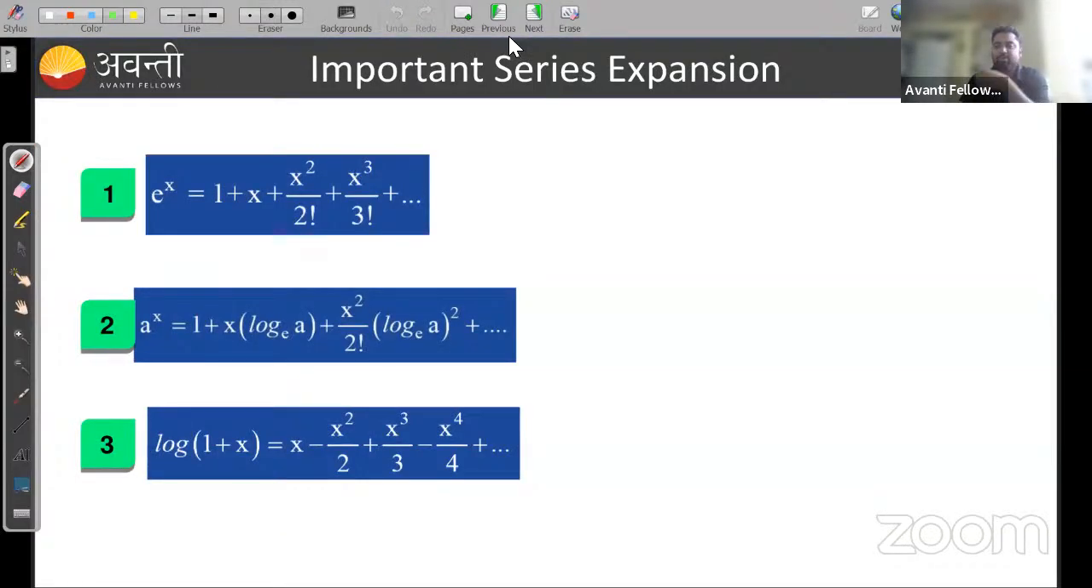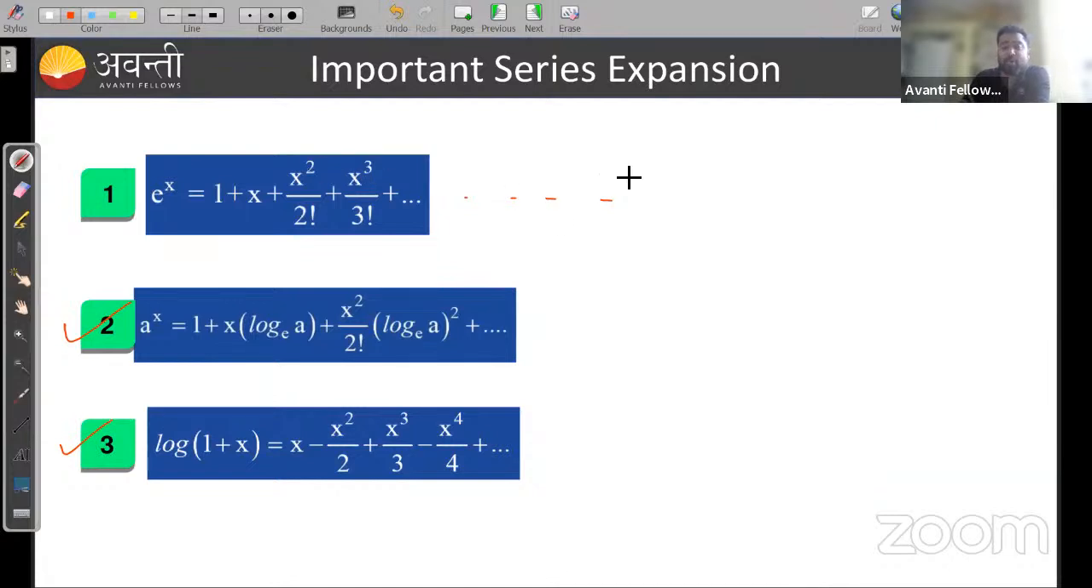There are some series expansions we need to remember. First is e raised to x. The series expansion of e raised to x is 1 plus x plus x square by 2 factorial plus x cube by 3 factorial and so on. Remember, this is the expansion of a raised to x. This is the expansion of log of 1 plus x, right?